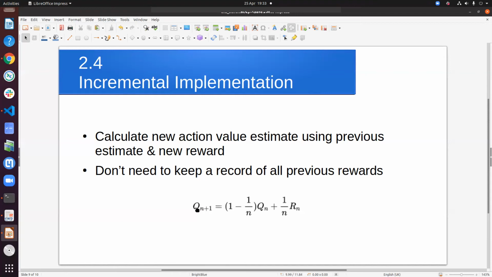So this is the return at n+1, this is the return at the previous time step, and this is the new reward. So just by holding the number of times an action has been tried and the current reward that you've just received, you can form your new estimate. And again, this type of update step is used throughout all of reinforcement learning. It's not just for bandits.